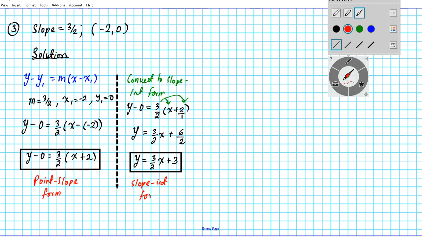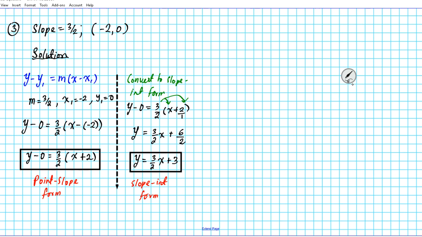Okay, let's go ahead and take a look at question number 4. So for question 4, let's say we have the following situation. Let's say we have, number 4, a negative slope this time, a slope of -4/3, and the point is -9, -2. Alright, so let's do this one.